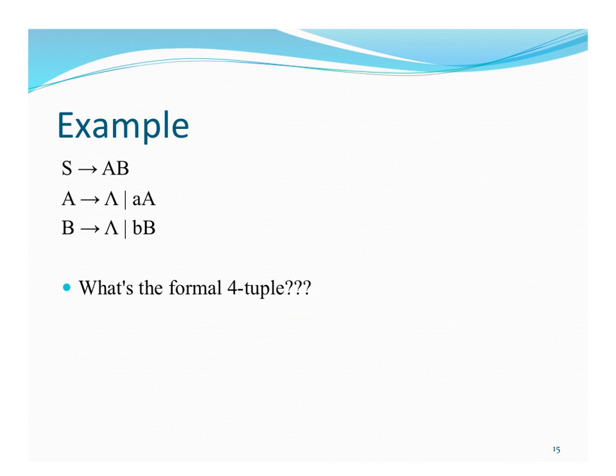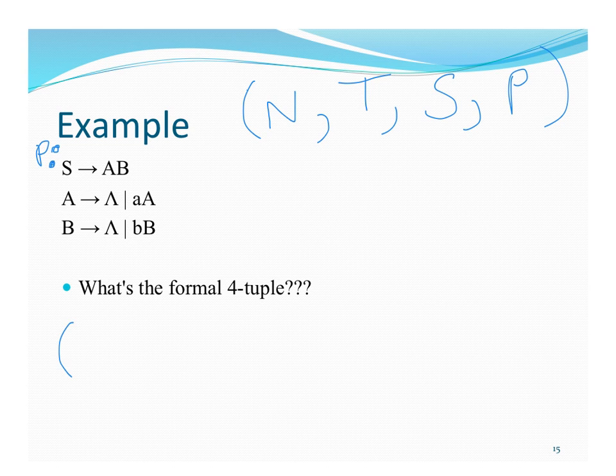So let's come up with a 4-tuple for this grammar. Remember that our 4-tuple consists of the set of non-terminals, the set of terminals, the start symbol, and the production rules. So for my production rules, I'm just going to write P is this thing right here. And let's do the 4-tuples. So my non-terminals are the set of all symbols that appear on the left-hand side. So that would be S, A, and B.